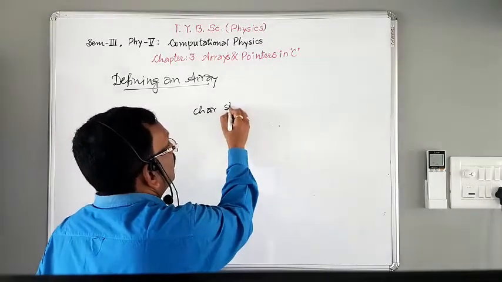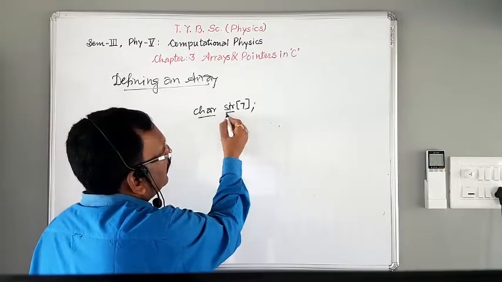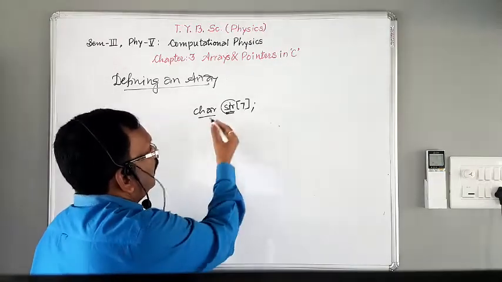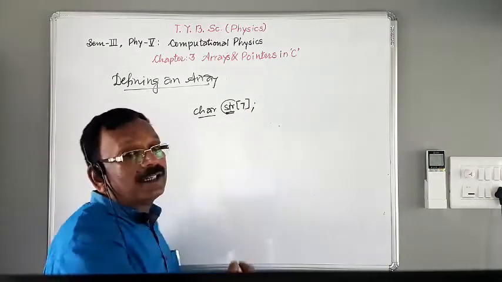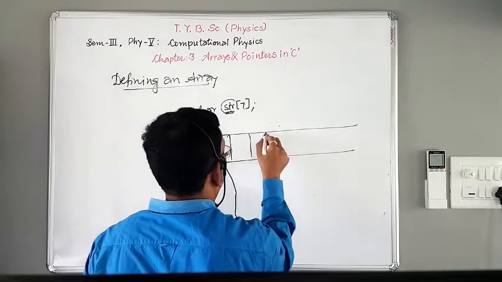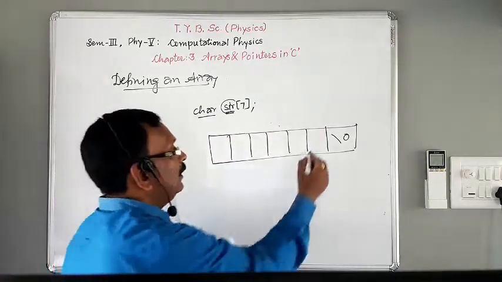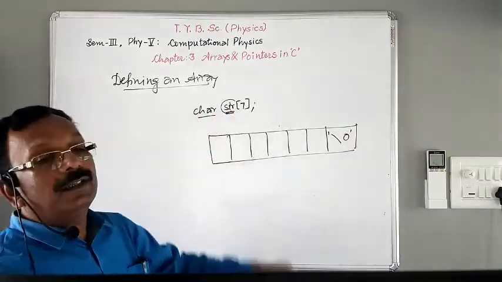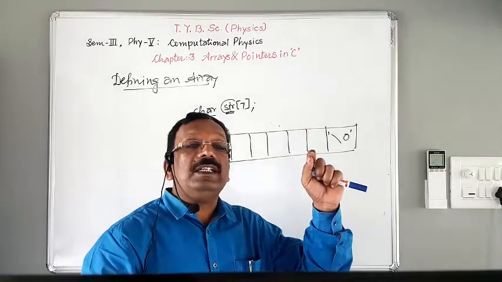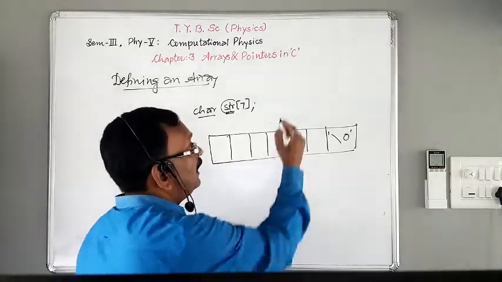For example, see one interesting example: char string[7]. See here, this is the array name, and the elements are 7, and every element is of character type, a single character. In this way we can initialize them.